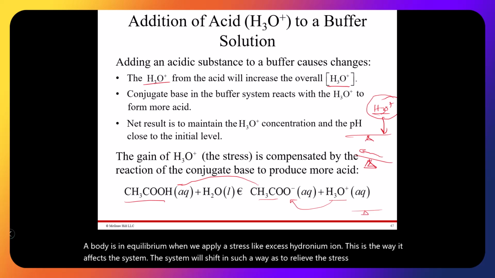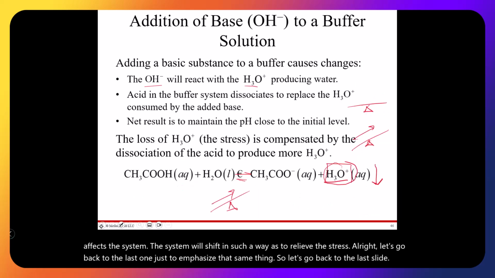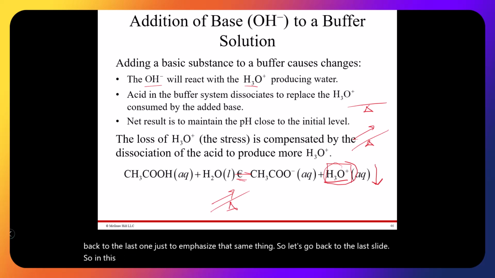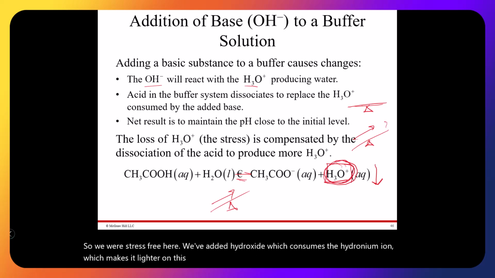All right, let's go back to the last one just to emphasize that same thing. So let's go back to the last slide. So in this case, we take the hydroxide ion and it removes this, so the concentration decreases. So we were stress free here. We've added hydroxide, which consumes the hydronium ion, which makes it lighter on this end. So the reaction has to shift to the right to the products to relieve that stress to get back to equilibrium.